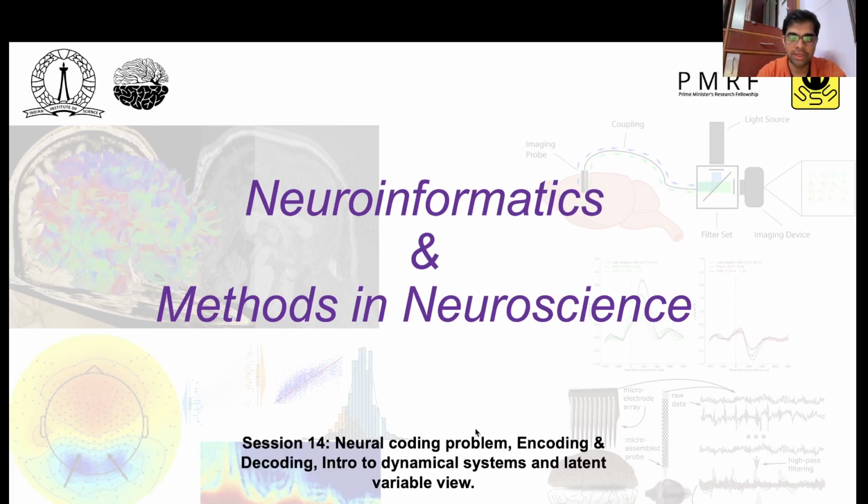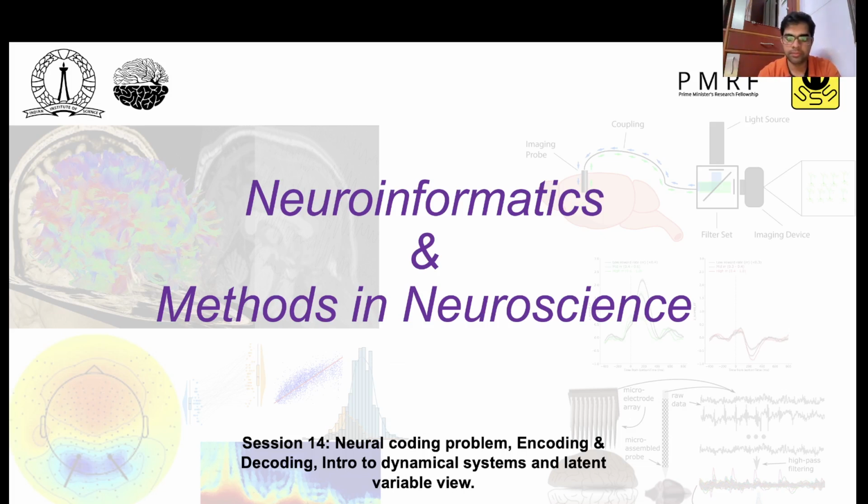Everyone. So today we will discuss in continuation with last class. Last class we saw an introduction to the neural coding problem, encoding and decoding models, and maximum likelihood estimation and a few other techniques and details of it. I will just recap them, and then, since there are very few people, we will jump into dynamical systems and latent variable views and then come back to decoding.